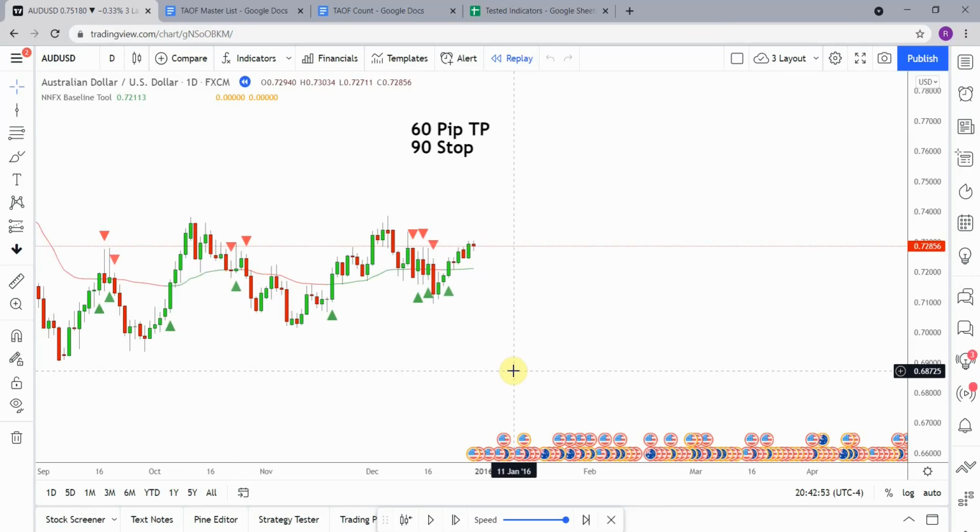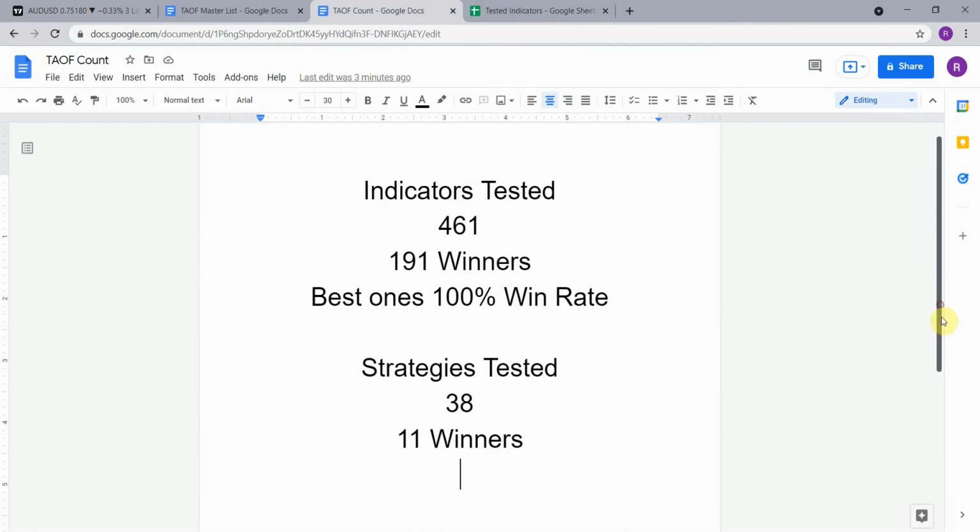Alright, as I said, today we will be testing the NNFX baseline tool. Before we do though, I wanted to put the testing scoreboard up for everyone to see. So to date, we have tested a total of 38 different strategies, with 11 of them being winners. We've also tested a total of 461 indicators, with 191 of them being winners. The best ones so far were able to achieve a 100% win rate. Now you need to go back and watch those videos to understand the context of how they were able to achieve that. So go back and watch those videos and see what you can get out of those winning indicators.